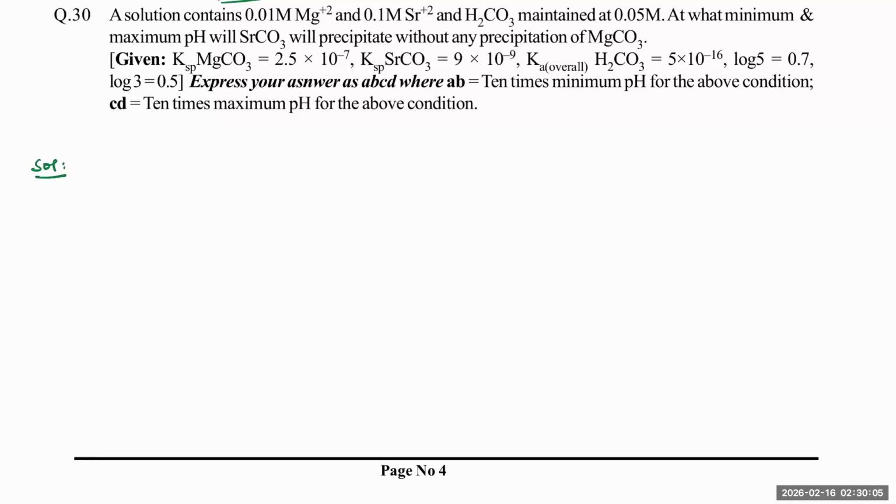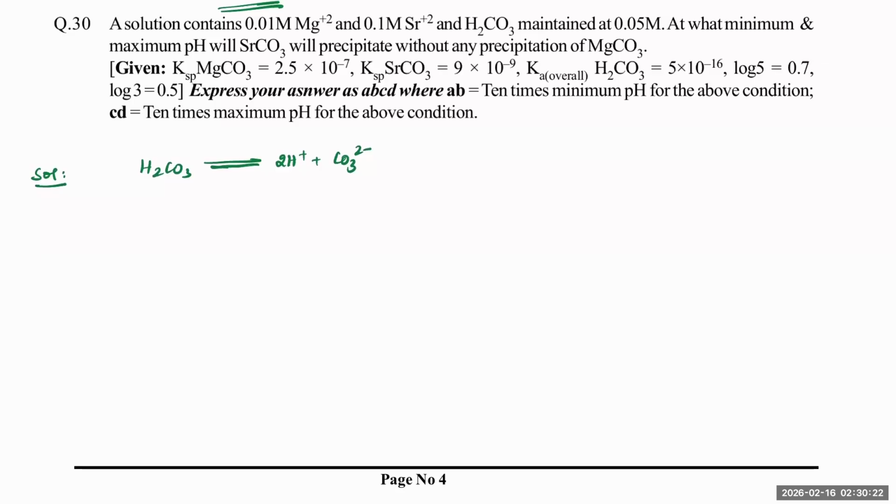Sorry. So basically, if you check out the steps given here, we know that H2CO3, let me put it as the equilibrium form, H plus and CO3 2 minus. That's how we can get carbonate. Because Ka overall is given, I'm directly writing this part. Ka overall given is 5 into 10 raised to power of minus 16 in this case. And now we can write the CO3 2 minus concentration as Ka multiplied by H2CO3 concentration divided by H plus whole square concentration.